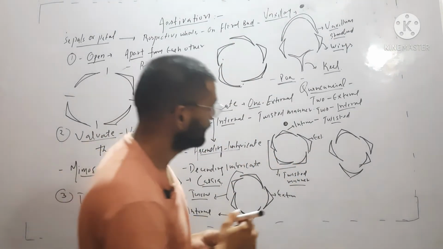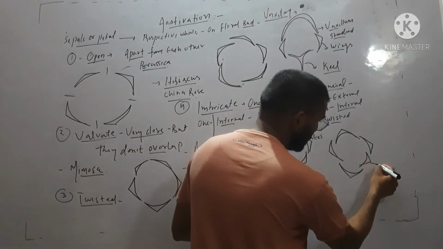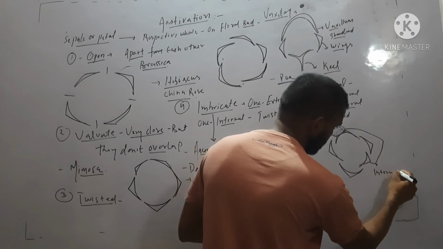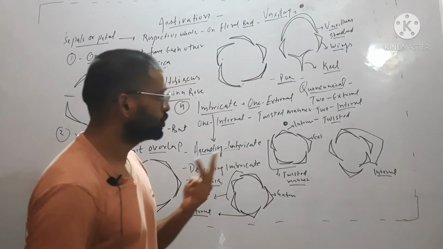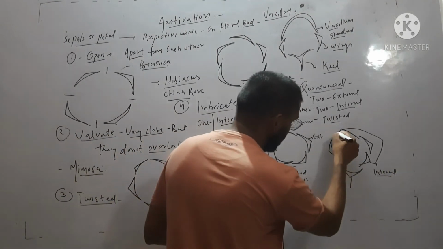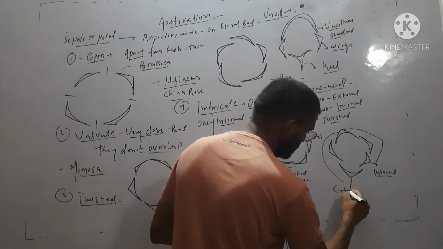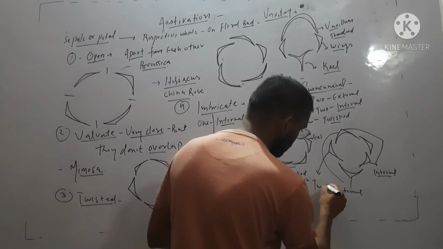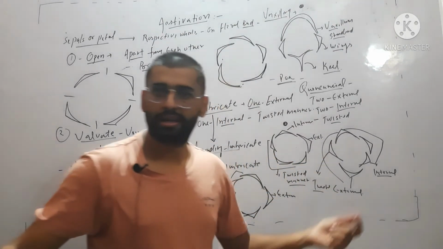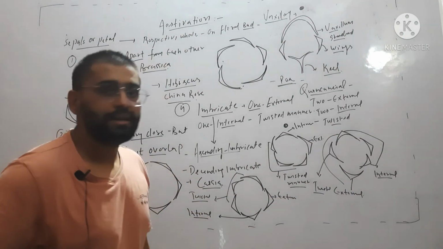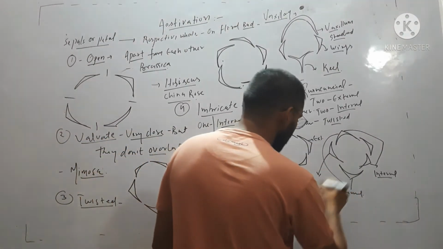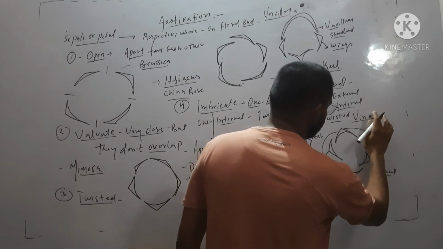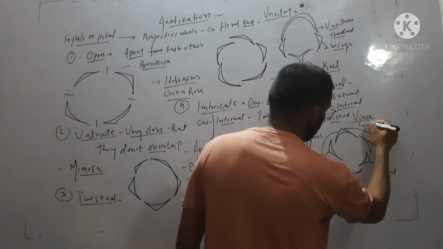Here you can see that this petal or sepal and this one are both internal, and two petals, this one and this one, are external, and this one is in a twisted manner, meaning one margin is external and another margin is internal. This type of estivation is found in vinca and guava.